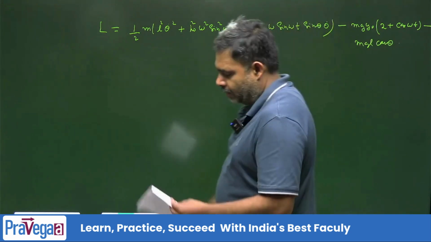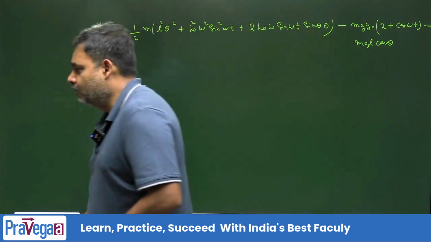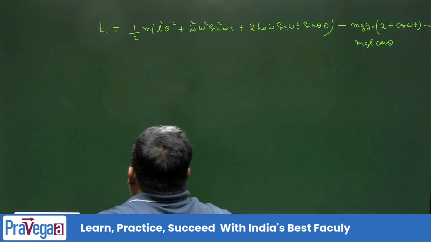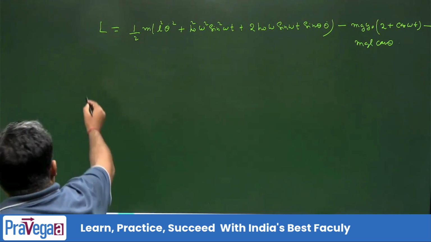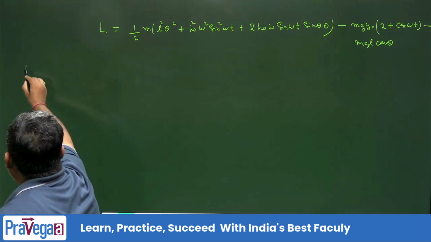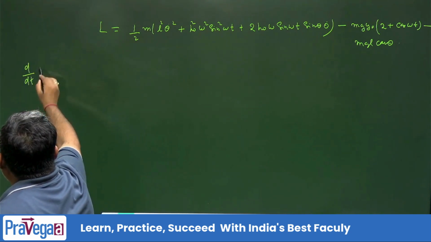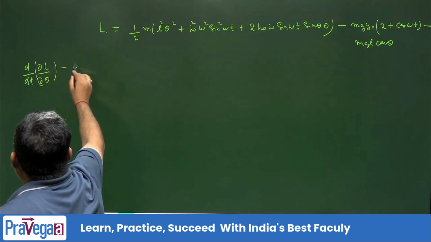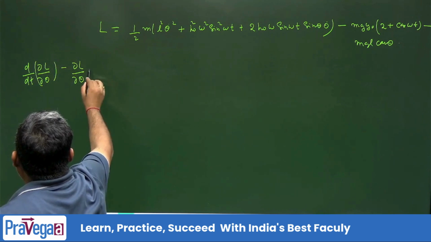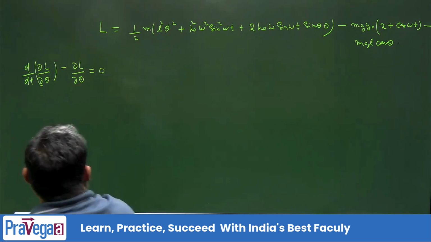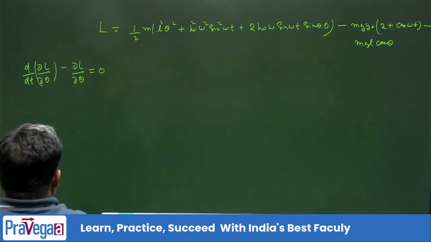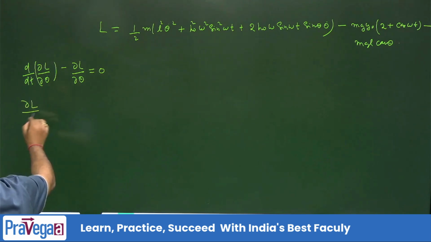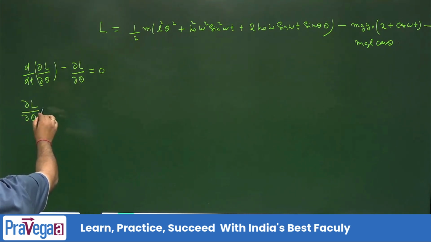So, this is our Lagrangian of a system. Now, it is a very lengthy Lagrangian. So, we have to go for the equation of motion, and for that we have to start from d/dt of ∂L/∂θ̇ minus ∂L/∂θ must be equal to 0. So, when we go for ∂L/∂θ̇, what is going to happen?